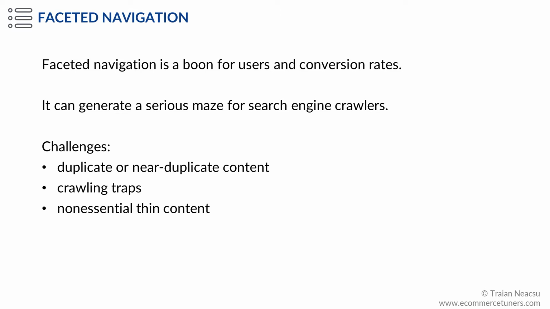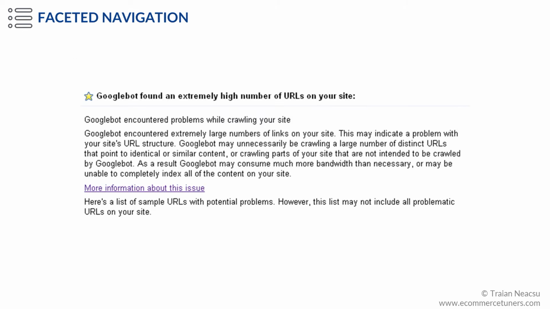Faceted navigation is a boon for users and conversion rates, but it can generate a serious maze for crawlers. The major issues faceted navigation generates are duplicate or near duplicate content, crawling traps, and non-essential thin content. If you received a Google Search Console message similar to the one in this screen cap, faceted navigation is one of the possible causes.